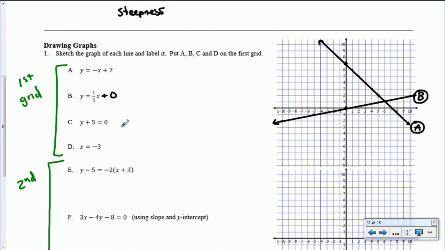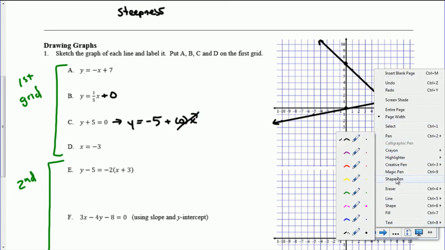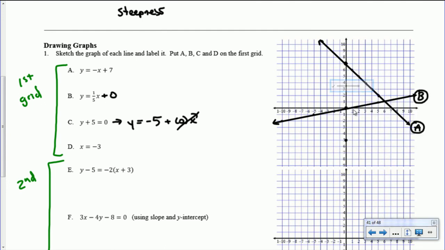Y plus 5 equals 0, so let's maybe just convert that so that it is y equals negative 5. So we just have a y-intercept, there's 0 slope, right? So plus 0x if you like, but that's just gone. So 0 slope means a horizontal line, and it's got to pass through negative 5. So that would be our line for C.